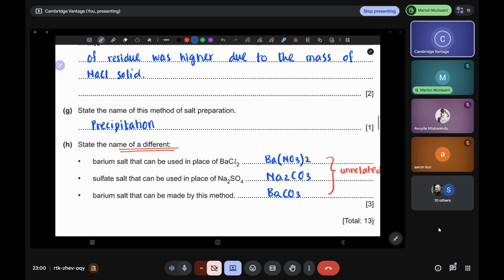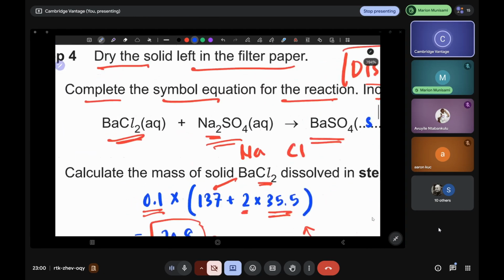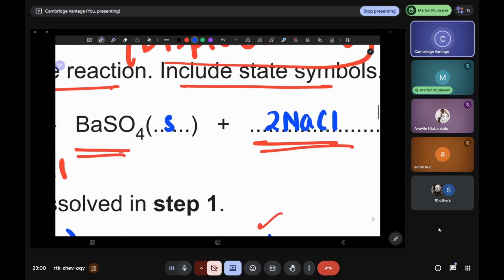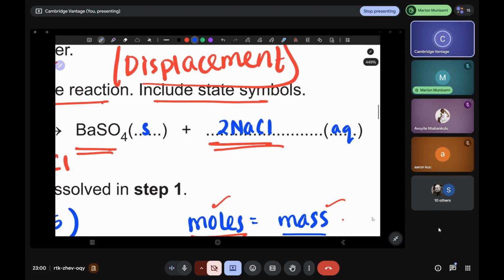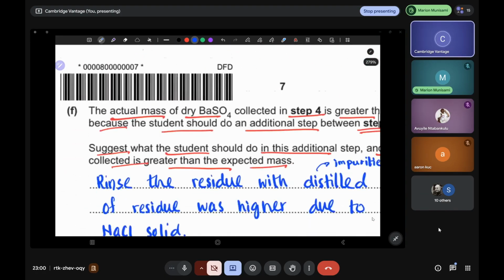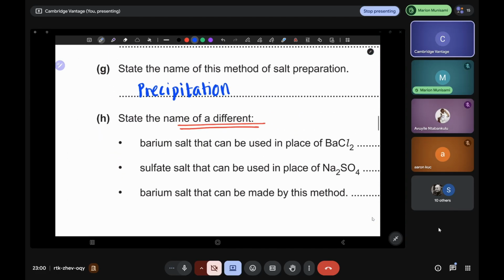State the name of this method of salt preparation. Here's the thing. At the end of the day, what did we do? We mixed 2 solutions. Both of them were aqueous. And at the end, we ended up with a solid and an aqueous solution. This solid is basically the precipitate. So whenever we are doing salt formation by this method, it's called precipitation.